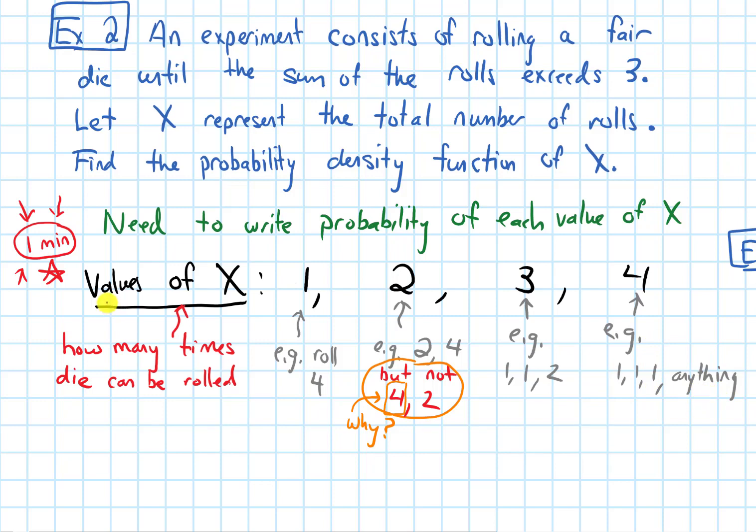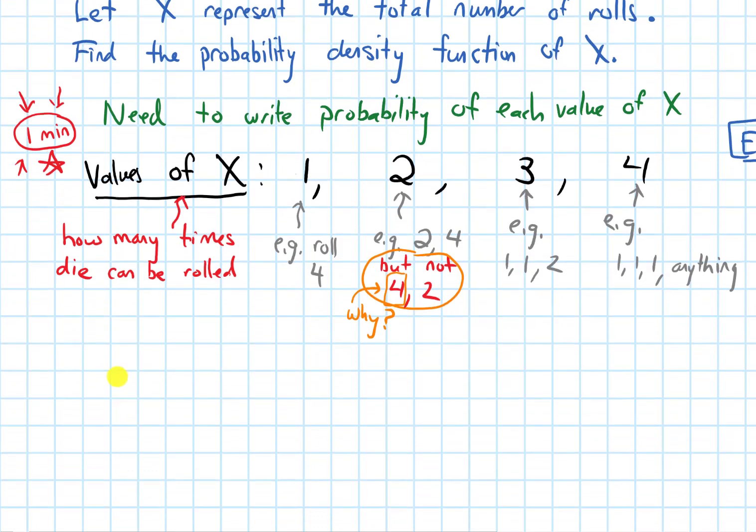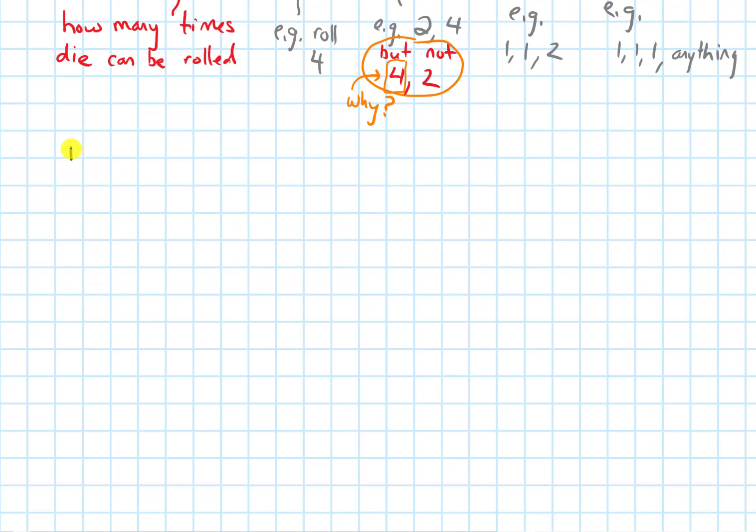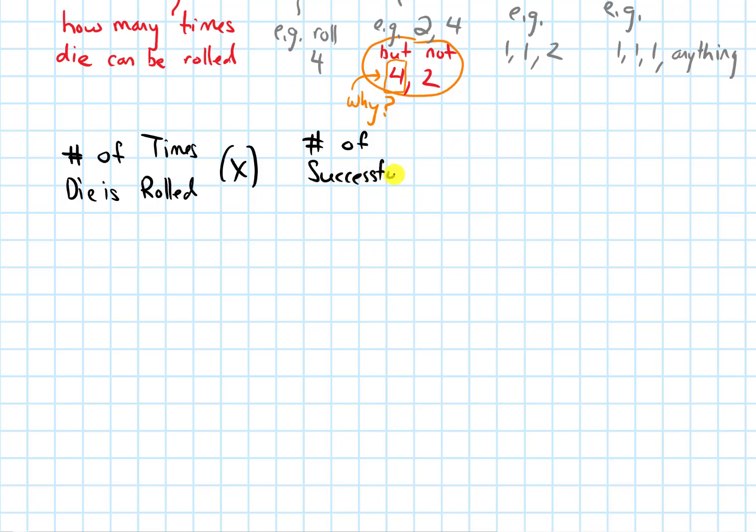Okay, so now I have a feel for how many times I can actually roll the die. Now I need to find their probabilities. So here I'm going to make a table to organize our thoughts. I'm going to keep track of the number of times the die is rolled. That's my random variable x. And then we'll keep track of the number of successful rolls, so that's where the sum will be bigger than 3 by that last roll.